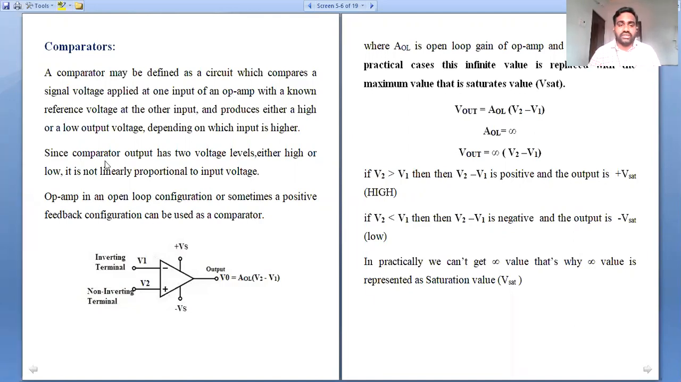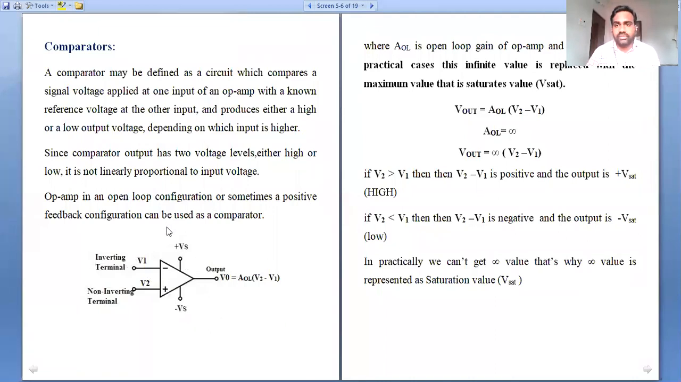So if we see the comparator here, we have two voltages, V1 voltage with respect to V2 voltage. The output voltage V0 is not linear with respect to the input voltage, but the behavior of the output voltage may be high or it may be low. In this particular configuration we don't have any feedback, so this is an open loop configuration.